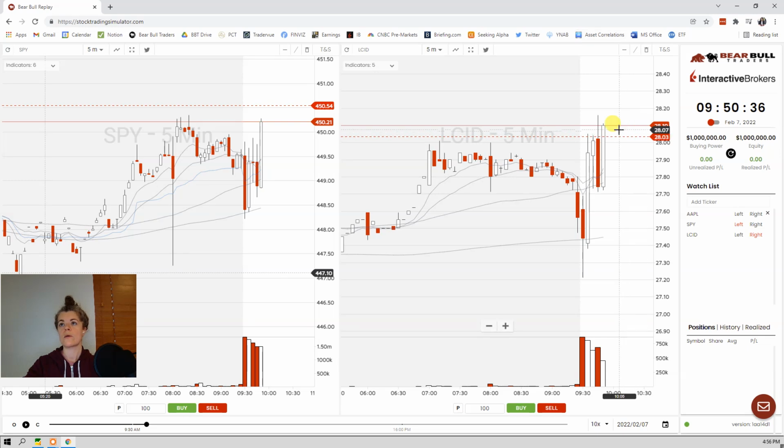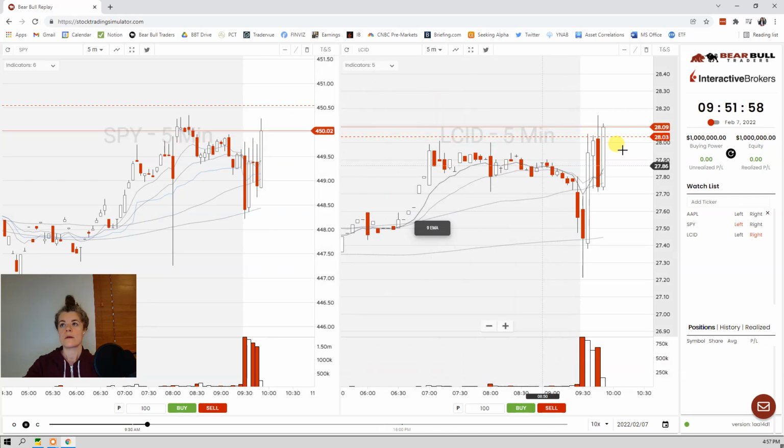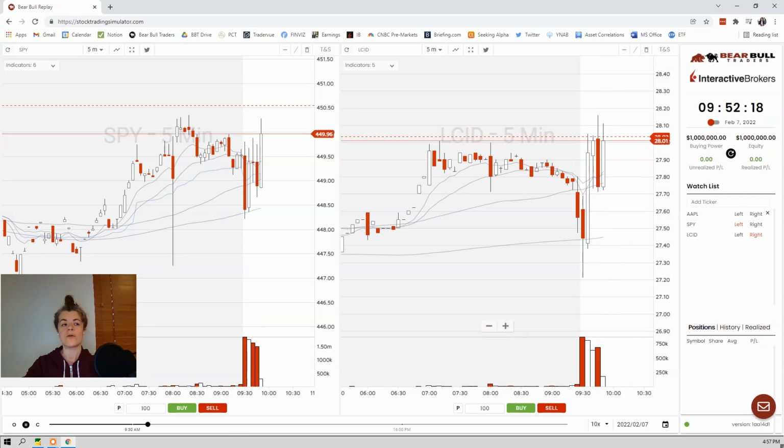All right, so SPY pushed up. Now it's at this area, testing it. LSID is really playing this level, so we're just going to keep watching and see what happens here. It's rejecting it. It's having a hard time getting over it. And you can see, I'm going to pause this for a second.